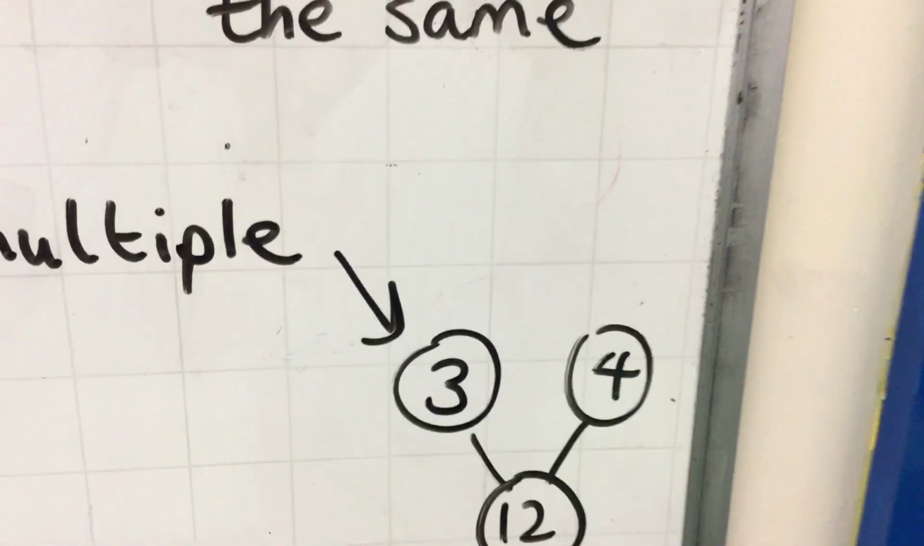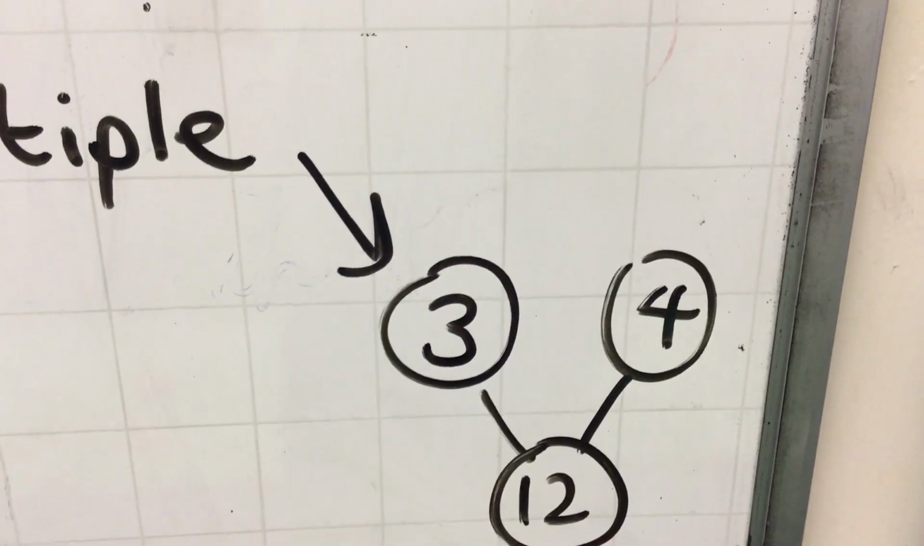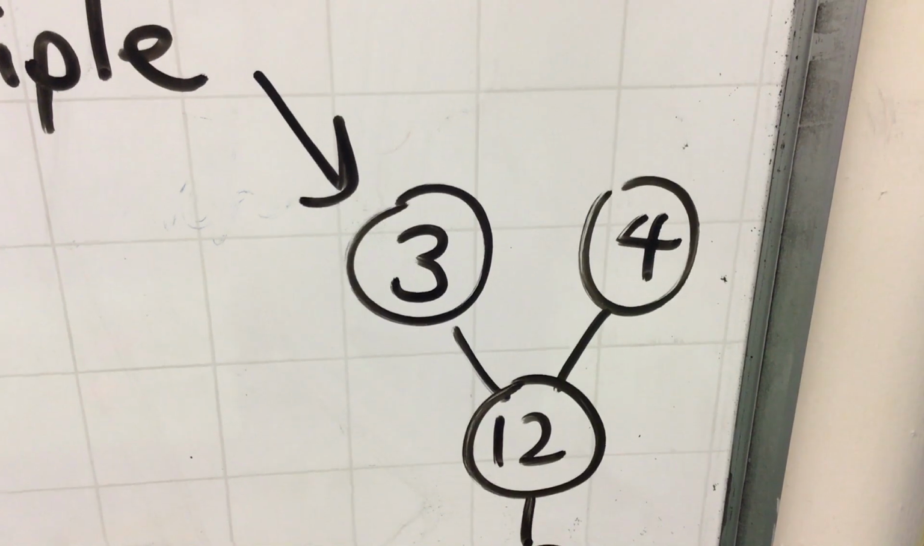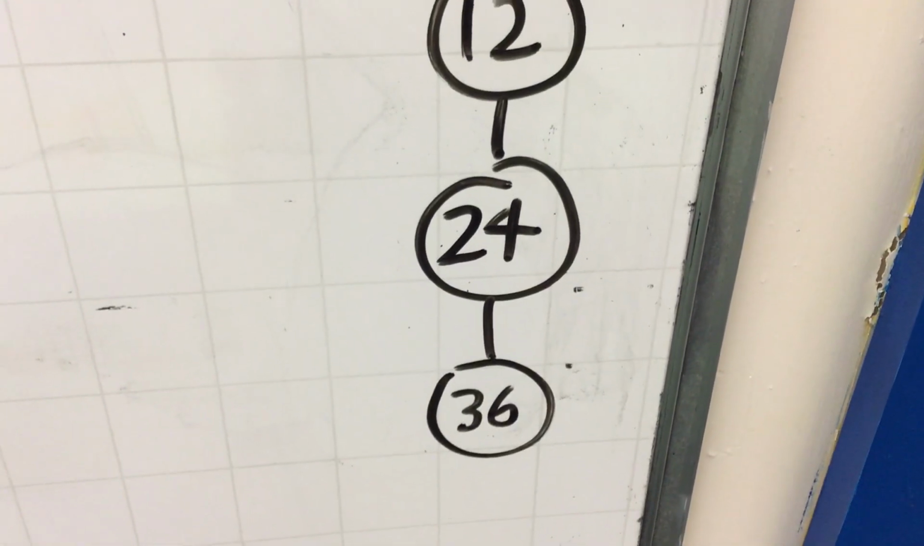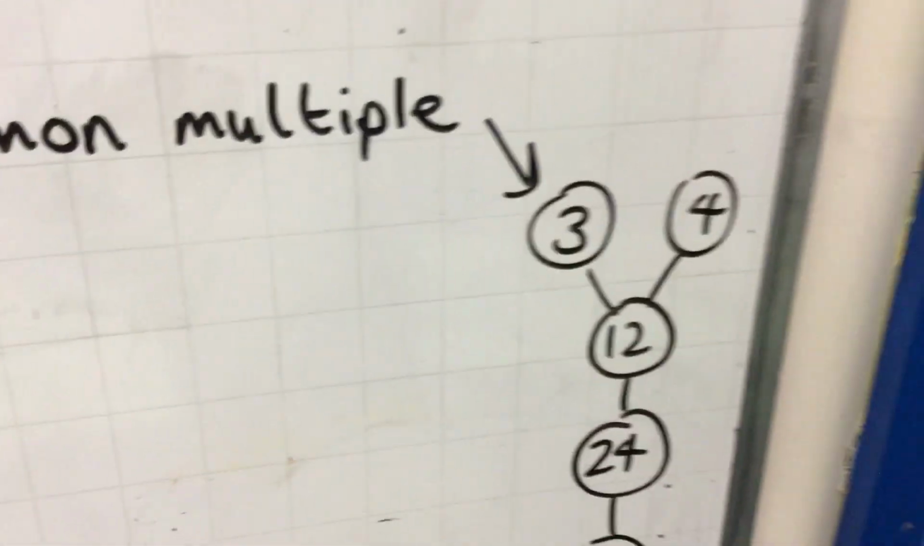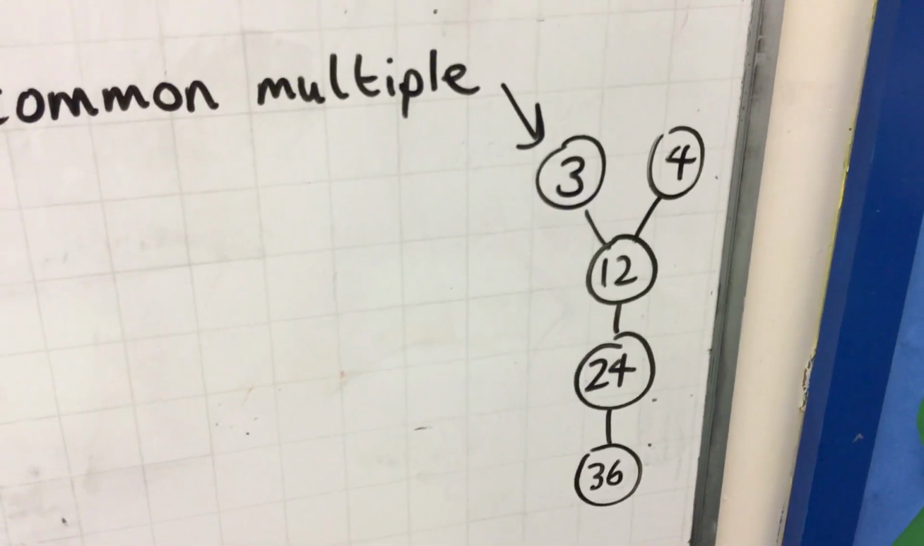For example, 3 and 4, a common multiple of 3 and 4 is 12. 3 times 4 is 12. 24 is another common multiple. 36 is another common multiple. Numbers that are in both times tables.